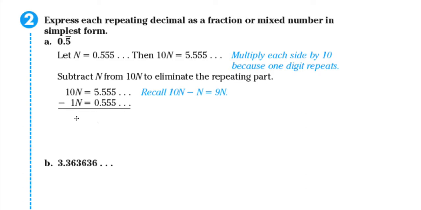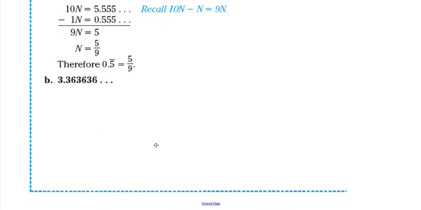So this becomes 9n, and 5 minus 0 is 5, and the repeating decimal disappears. Now you're left with a one-step equation. In order to solve for n, we simply divide both sides by 9 and end up with 5 over 9. So 0.5 with the bar over the 5 is the same as 5 over 9. Okay, let's take a look at example B.